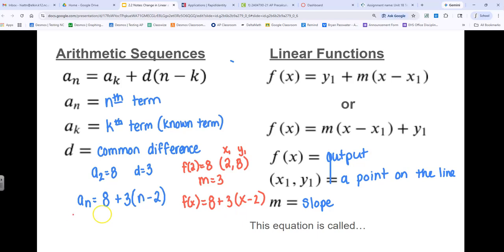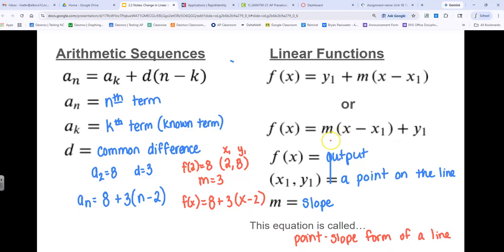Notice how these two formulas are almost identical right here. So this formula right here is sort of the function notation version of this other formula that we were using yesterday. This equation is called the point slope form of a line. y equals mx plus b is called the slope intercept form, because to do y equals mx plus b, you have to have the slope and the y-intercept. This is called point slope because you need a point on the line and the slope of the line to write that equation.